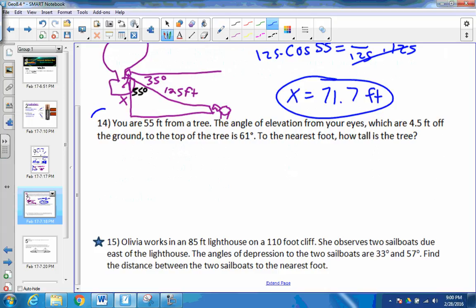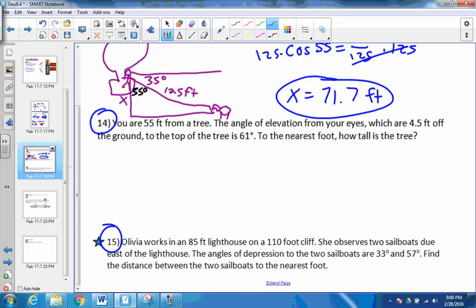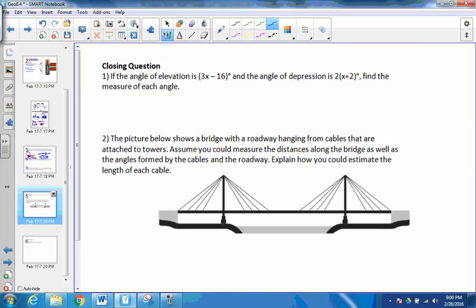What I like to do is decide between number 14 and number 15. Pick one of them. It doesn't matter which one. They probably both have similar difficulties. Try one of those and come with one of those to class next time, and then finish with the closing questions if you could.